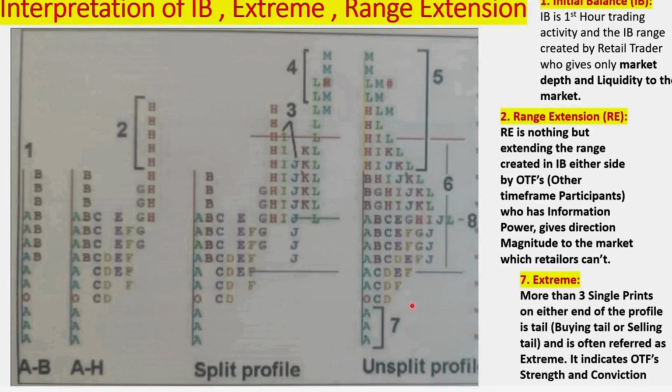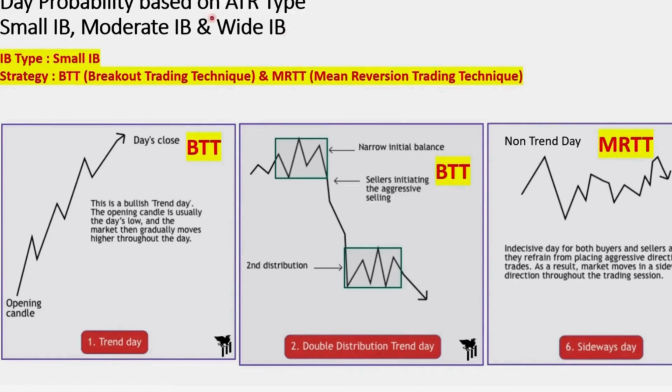Let's begin by consolidating our understanding of the different day types. We classify day types based on the initial balance and the average true range. For instance, when we have a small IB, meaning that the first hour's range covers only about 30% of the ATR, we typically see three possible day structures on this small IB range. The three possible day types are trend days, double distribution days, and non-trend days.